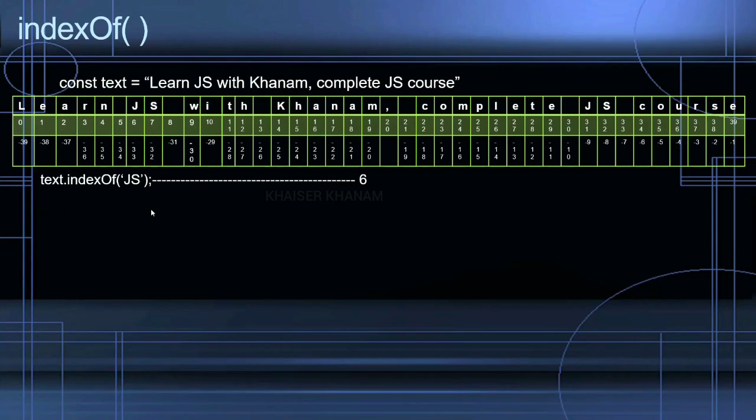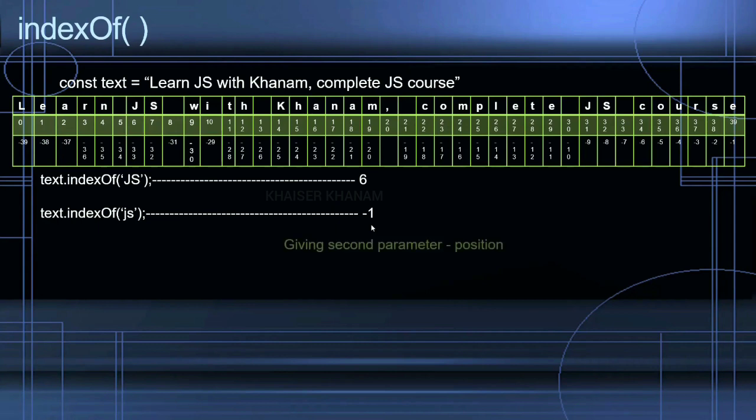As we all know, JavaScript variables are case sensitive. So here, whatever values we are having, that is also case sensitive. Now, if I just give here js, you can see js in small letters I am not having. So I will get the result as minus 1. If we are not having that string, we will get the result as minus 1. Now using the second parameter, that is position, which means that I am telling from where I have to start searching.